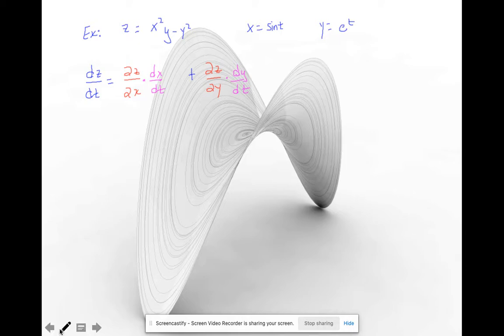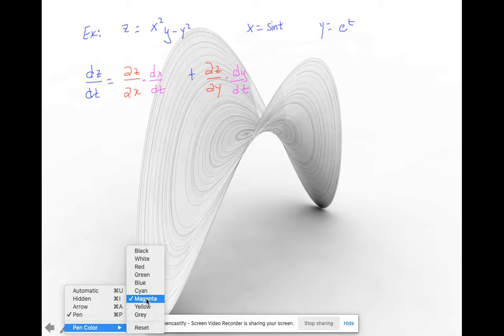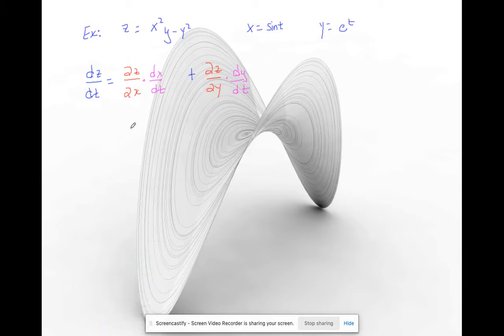Right, so what do I have here? Partial z partial x is 2xy minus the derivative of the constant y squared. The derivative of x, in terms of just the one variable t, dx dt, is cosine t. Partial z with respect to y, times just dy dt.